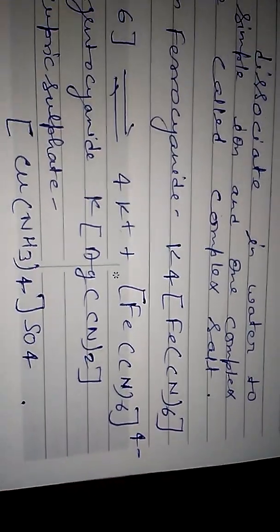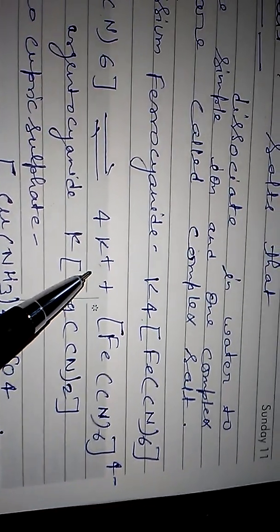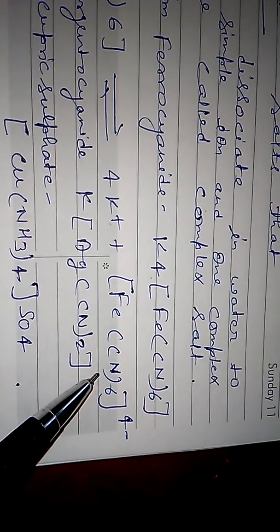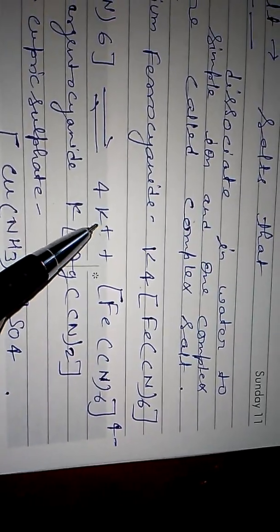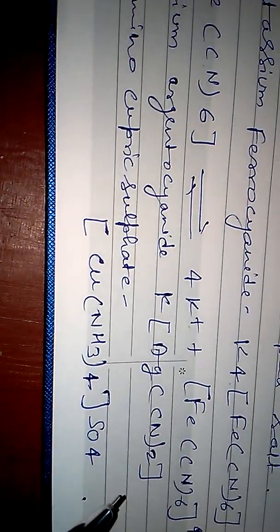this K4[Fe(CN)6] dissociates into two ions. The first ion is 4K+, which is the simple ion. The second one is the ferrocyanide ion, [Fe(CN)6]4-, which is the complex ion. Similarly, there are a few more examples. Second one is potassium argentocyanide, formula K[Ag(CN)2]. Third one is tetraamminecupric sulfate, its formula is [Cu(NH3)4]SO4.